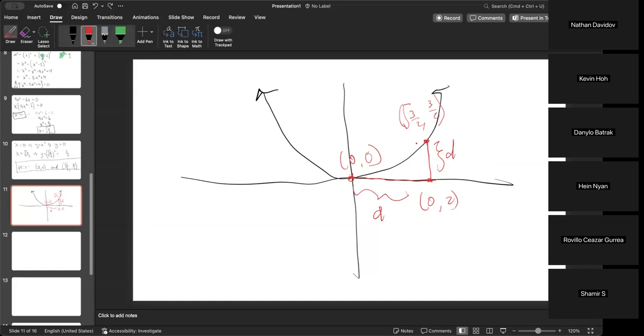Okay. So Shamir, if I'm 5 feet away from you and Daniel is 5 feet away from you, it isn't that neither of us is closest to you. It's that we're the same distance away from you. And it's the same with these 2 points. These 2 points are the same distance away from 0, 2. Is that clear? Yes.